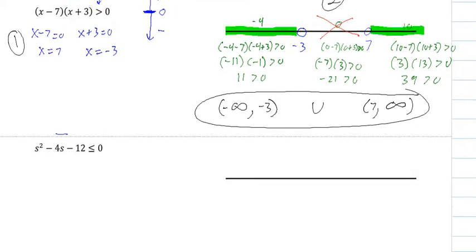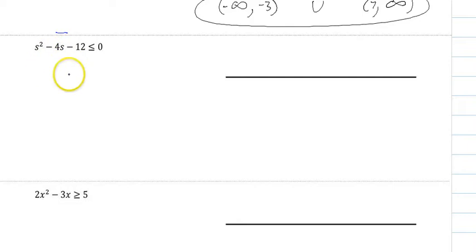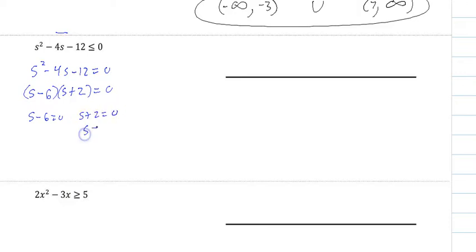All right, let's look at another one. Okay, so since this one's not factored yet, we have to find out when it equals 0. In order to do that, we have to factor it. So that would be s minus 6 and s plus 2. So s minus 6 equals 0. s plus 2 equals 0, so s is negative 2 and 6. Now since it equals it, we get to use a closed dot. So we put a closed dot on there for negative 2 and a closed dot for 6.